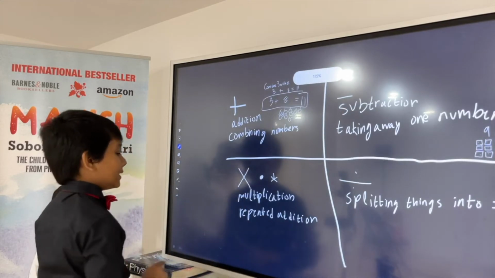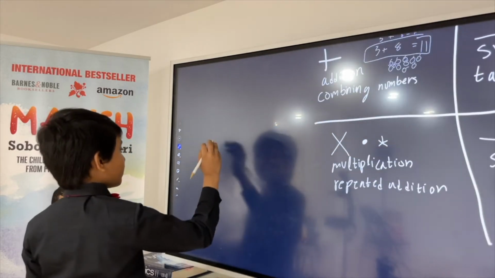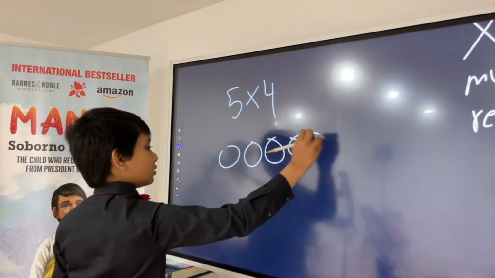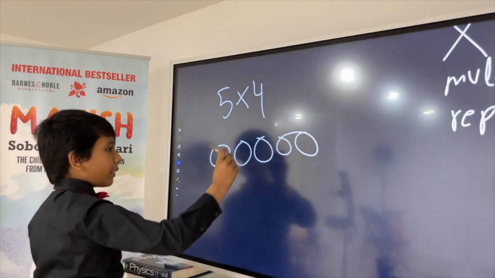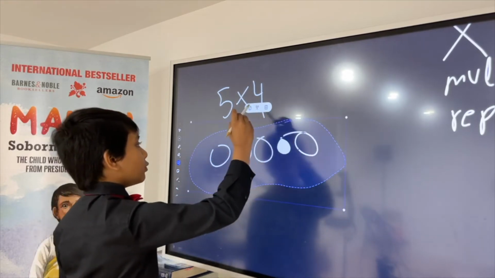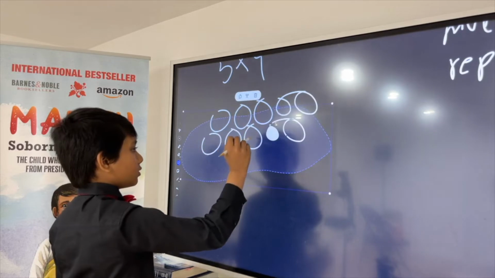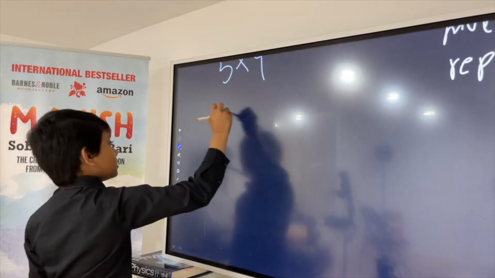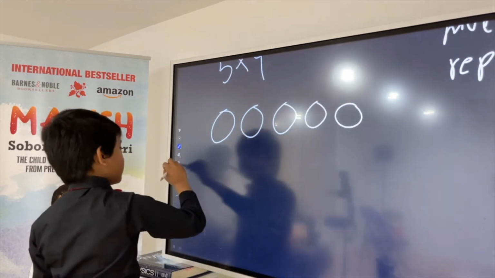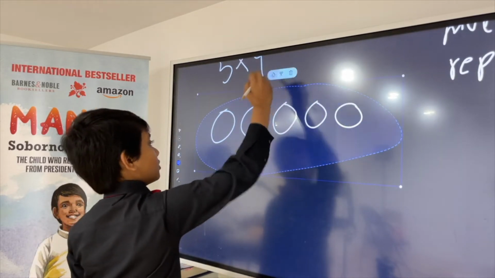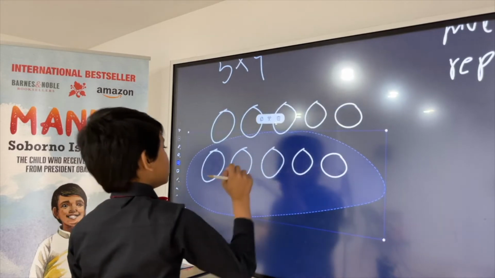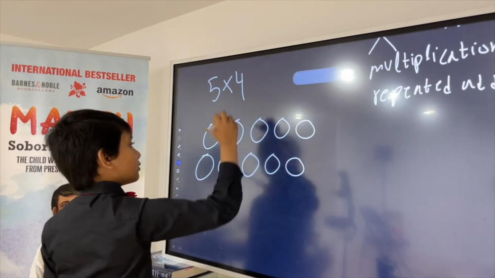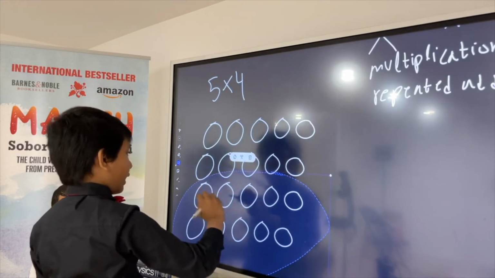So let's see multiplication, repeated addition. Now let's say you have 5 times 4. What does that mean? Well, let's say you have 5. Now, multiplying it by 4 means that you want to have 4 copies of 5. So let's say you have 5 and you want to make 4 clones of your 5. That means that you have 5 times 4. So now, here are your 4 clones of 5.